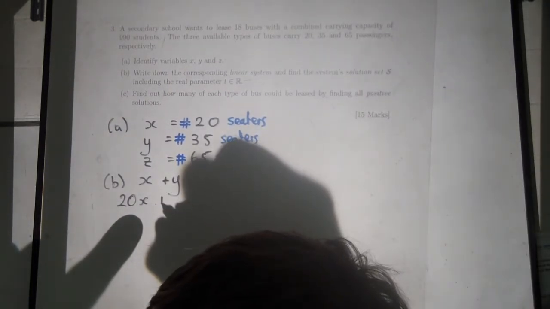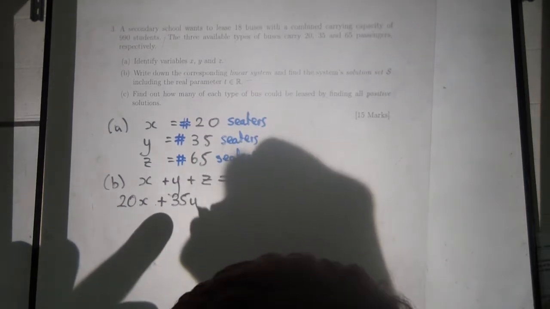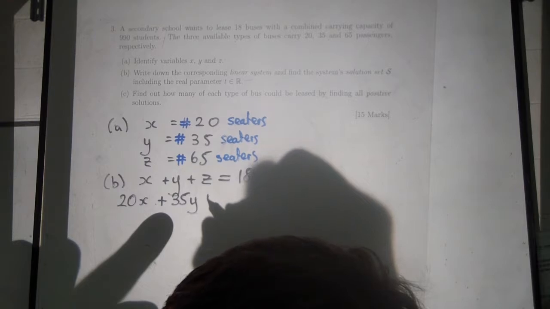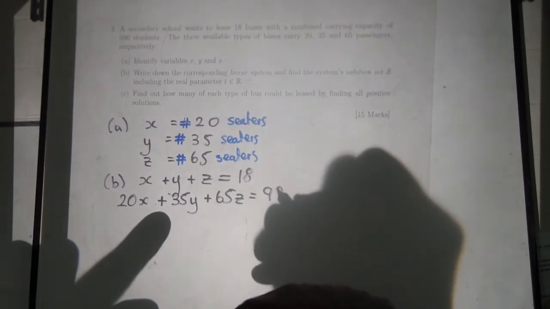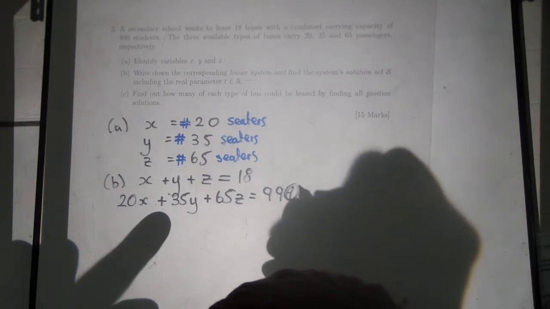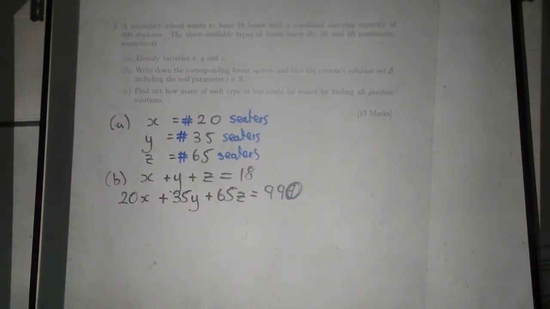How many seats in the 35-seaters? Well, you've got 35 seats by the number of buses, and similarly for the last one. So that's an equation in seats. The first is an equation in buses, the second is an equation in seats or students. Write down the corresponding linear system and find the system's solution set.